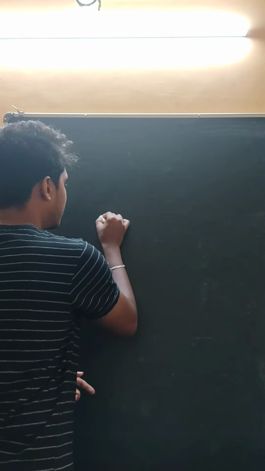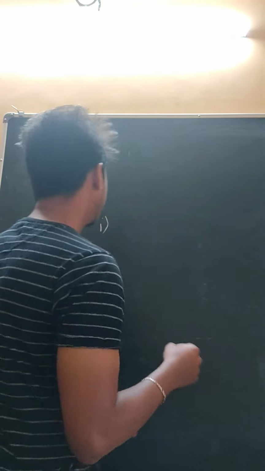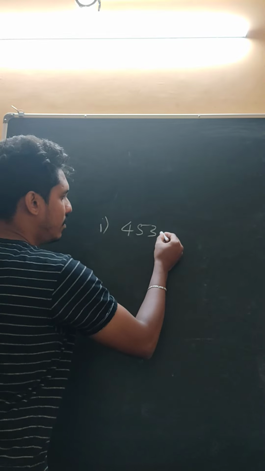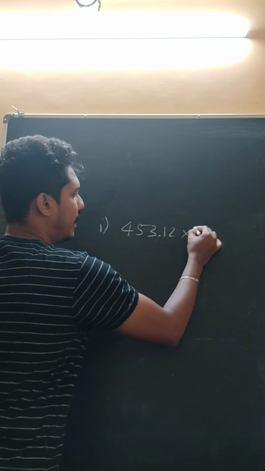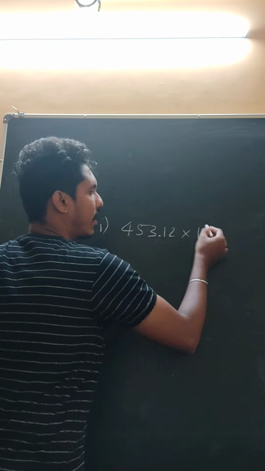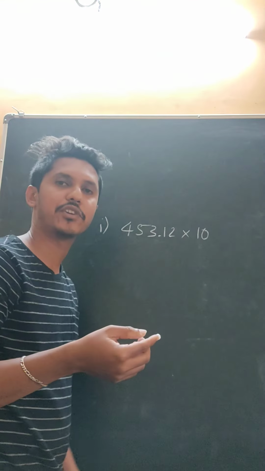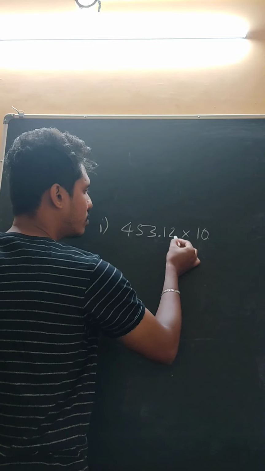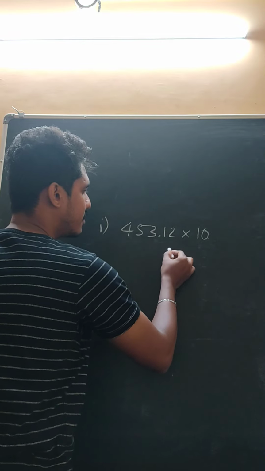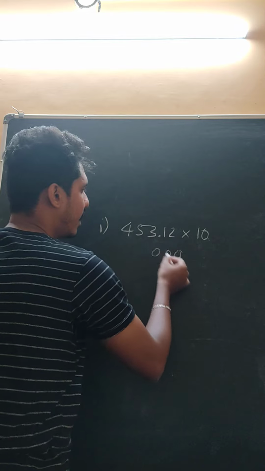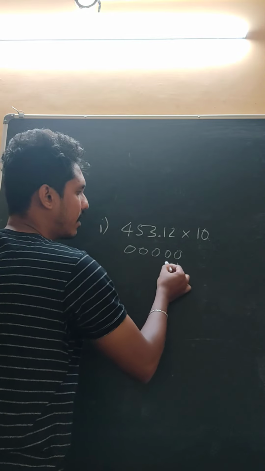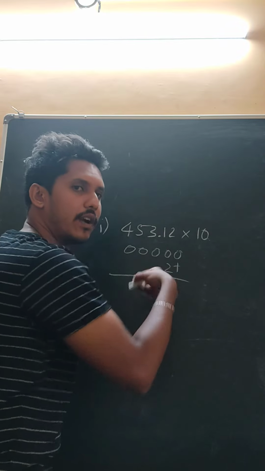The first problem is 453.12 into 10. According to the normal multiplication technique, how will you multiply? Zero 2s are 0, zero 1s are 0, zero 3s are 0, and again zeros, and here you put a multiplication like this, and then you will do addition.